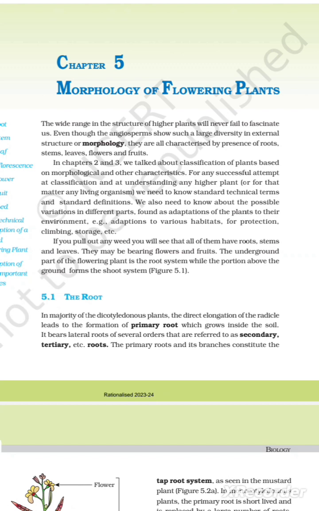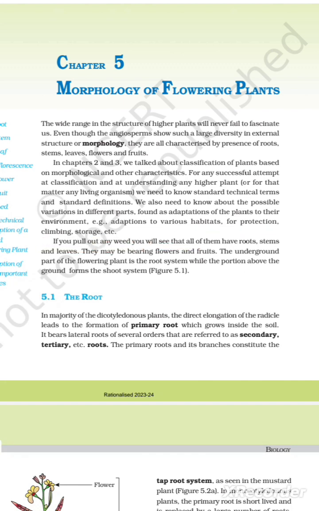In Chapters 2 and 3, we talked about the classification of plants based on morphological and other characteristics. For any successful attempt at classification and at understanding any higher plant, or for that matter any living organism, we need to know standard technical terms and standard definitions. We also need to know about the possible variation in different parts found as adaptations of the plant to their environment, for example, adaptations to various habitats for protection, climbing, storage, etc.